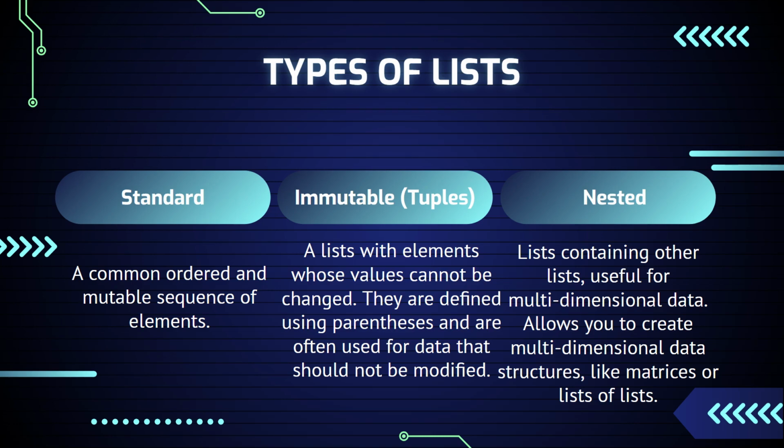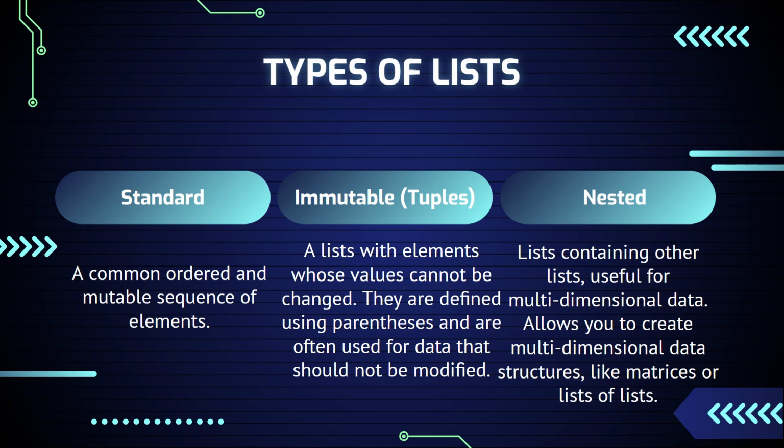For example, we have standard lists, which are common ordered and mutable sequences of elements, usually enclosed in brackets. Our second type of list is immutable lists, also known as tuples. Immutable lists are lists with elements whose values cannot be changed. They are defined using parentheses, not brackets, and are often used for data that should not be modified.